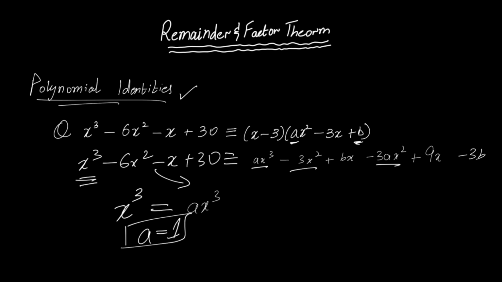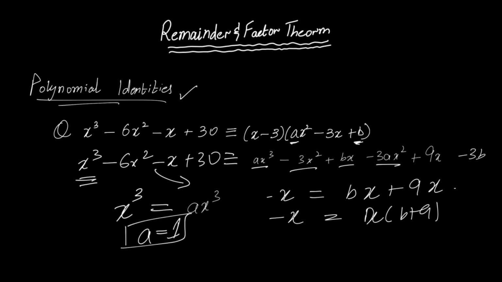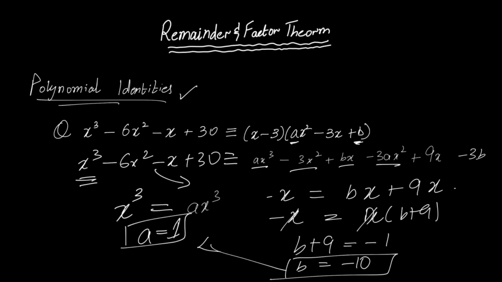Then we're going to solve for x. So if we solve for x, we have minus x here and we have bx plus 9x over here. So again we can factor the x out. So b plus 9 is equal to minus 1 and b is equal to minus 10. So here we have the values of a and b, and this is how you can solve polynomial identities.